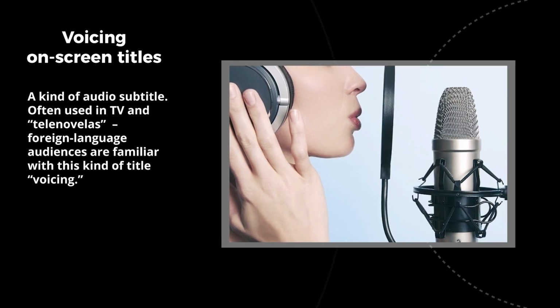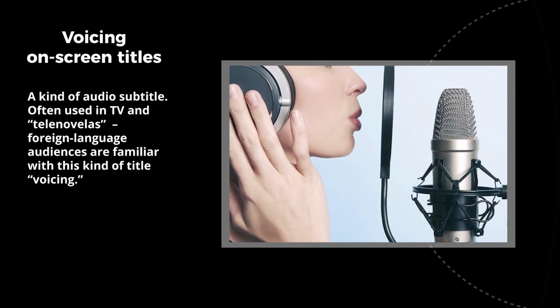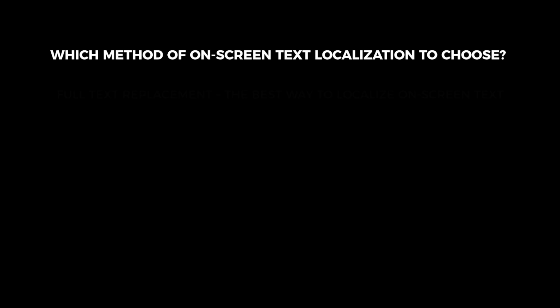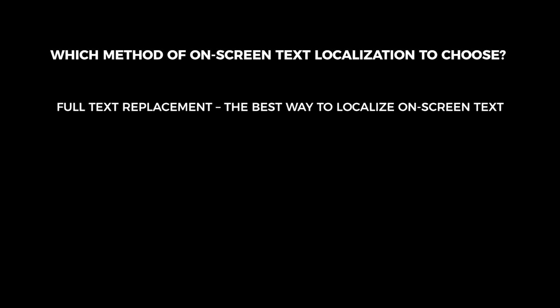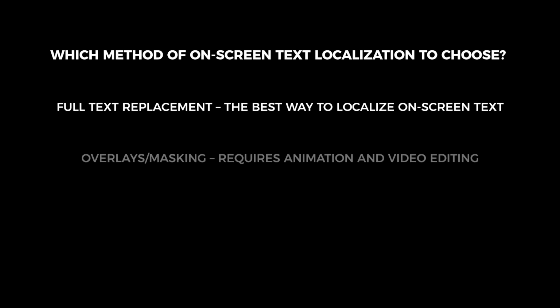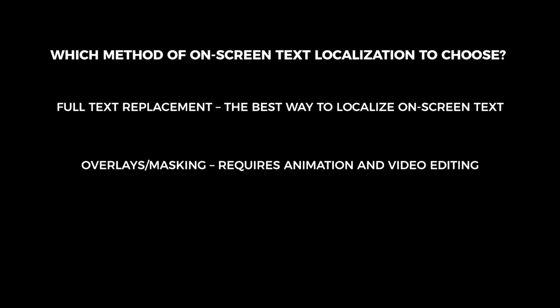So, now that you know all the possibilities for localizing your project, it should be easy to choose the best option for you. Which method of on-screen text localization to choose? Full text replacement, an easy and inexpensive approach if you have a full source project. Overlay masking, the only way to hide original on-screen text if you want to make your video look as professional as possible, but you don't have a source file that allows it to be fully replaced. Subtitles, the fastest and most cost-effective method for translating on-screen text.